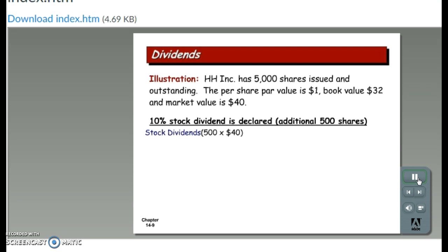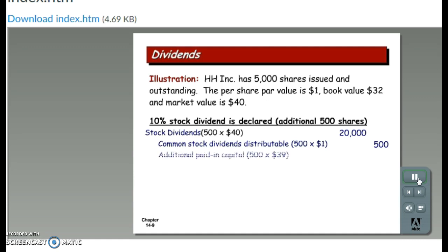Similar to the recording of cash dividends, the account stock dividends will be debited for the market value of the stock dividend. The market value of $20,000 is calculated by multiplying the additional 500 shares by the market price of $40. The stockholders' equity account common stock dividends distributable is increased or credited at the $500 par amount calculated by multiplying 500 additional shares by $1 par value.